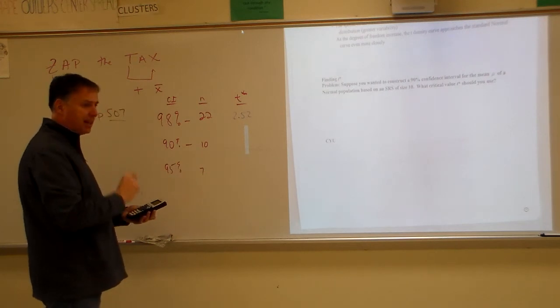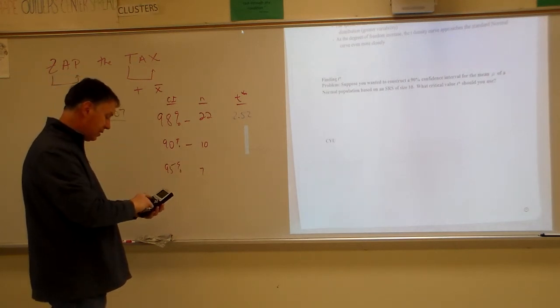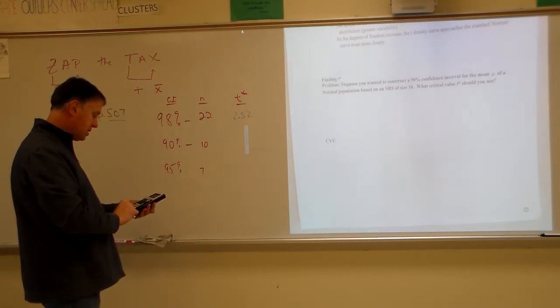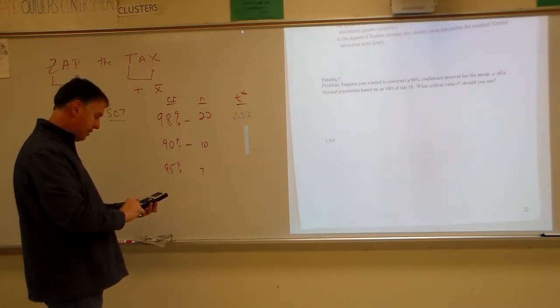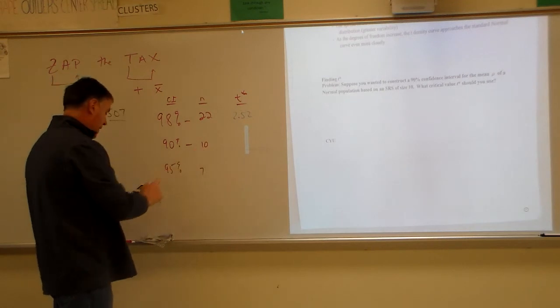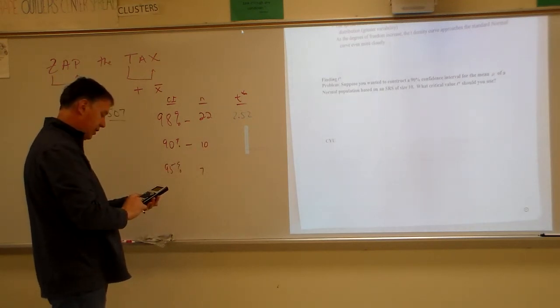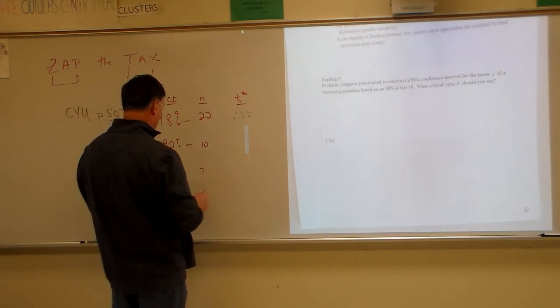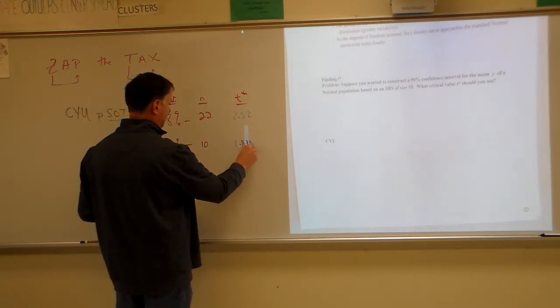The next one, there's 10%. Take that percent, split it in half. It's 5%. Second DISTR, invT, 0.95, 10 observations, I'm going to make that 9 for degrees of freedom. And that's going to be 1.833, I think we just did one like that.